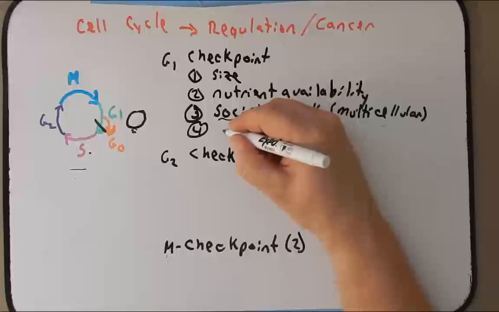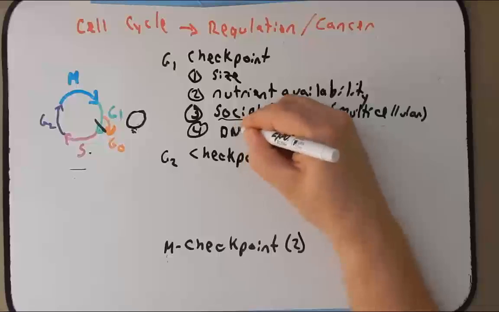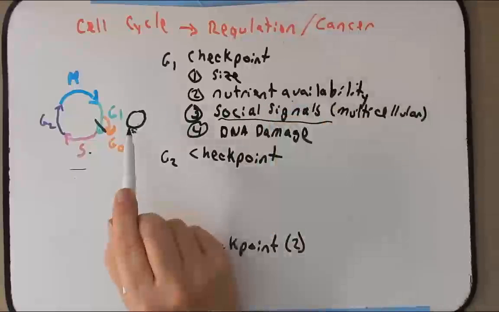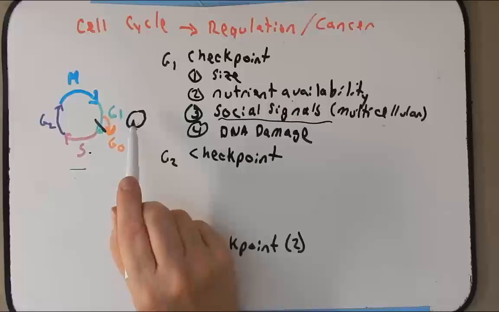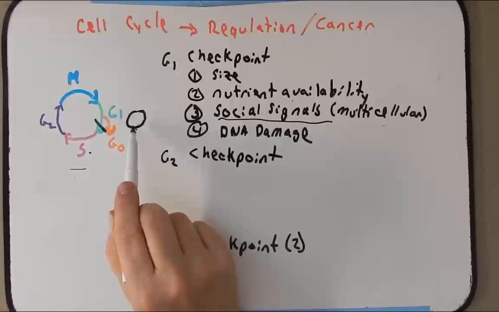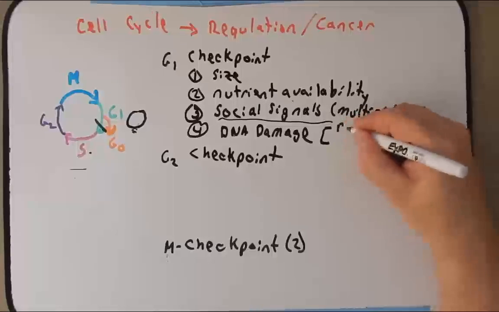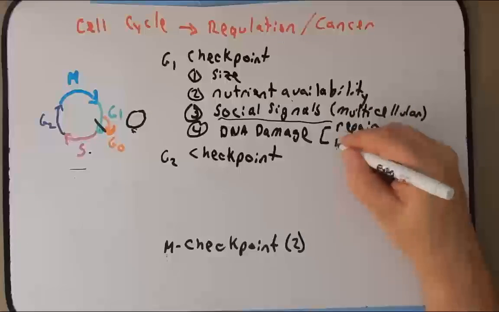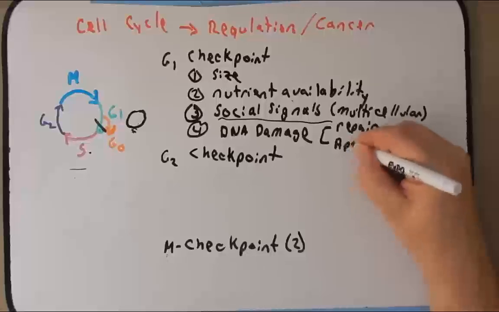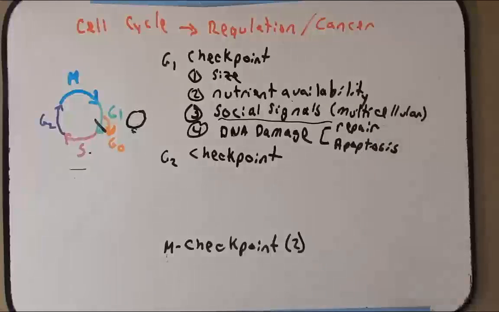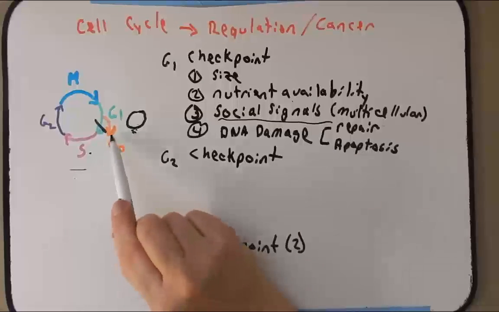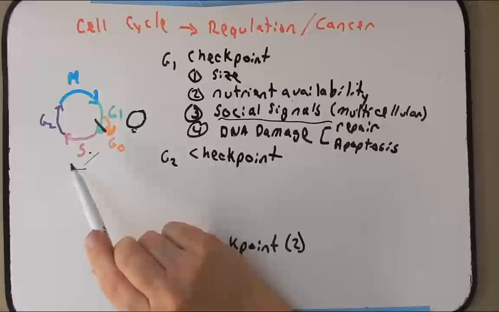This fourth one involves DNA damage. Proteins in this cell will assess whether or not there's DNA damage. And if there's damage to the DNA, it will do one of two things. It will either repair the damage, or it will have the cell enter apoptosis and kill the cell. If all of these requirements are not met, the cell will stay in G1. It will not enter S phase.